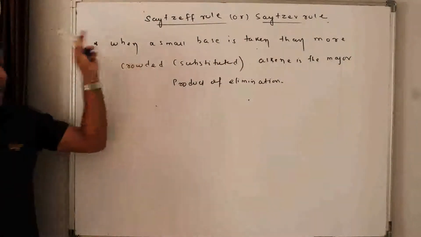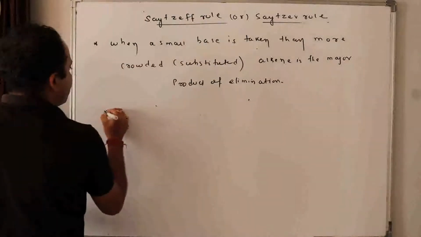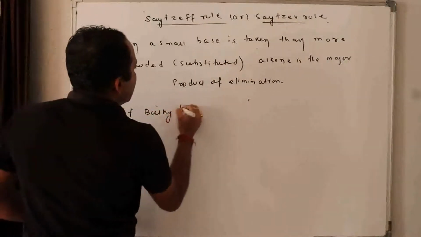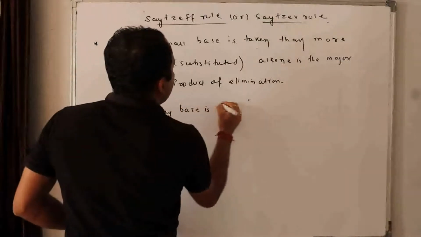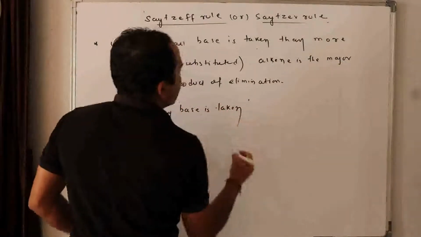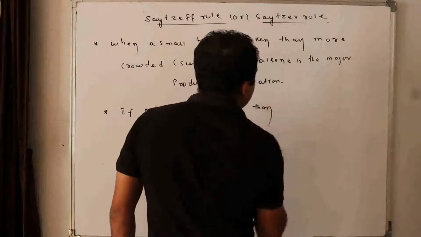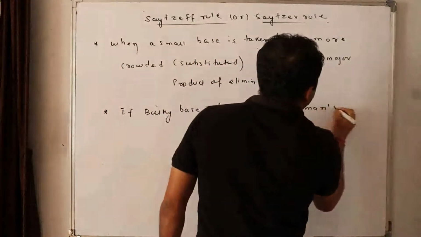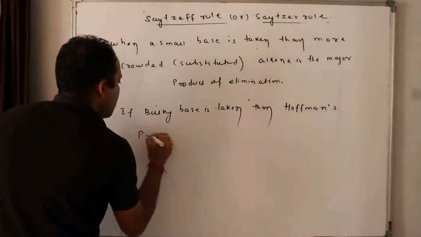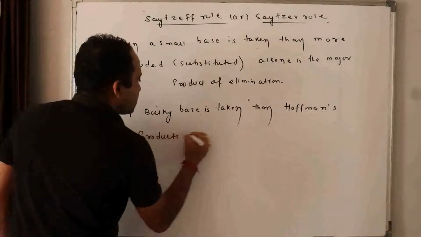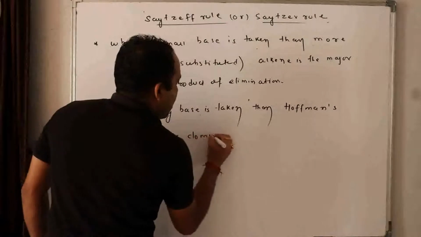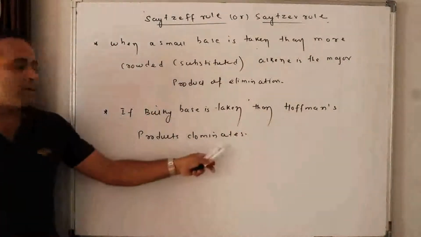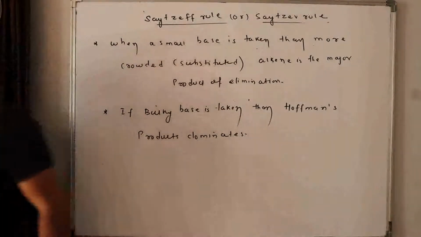Easy? And if a bulky base is taken, then Hofmann's product dominates. Who dominates? Then Hofmann's product dominates. Easy?